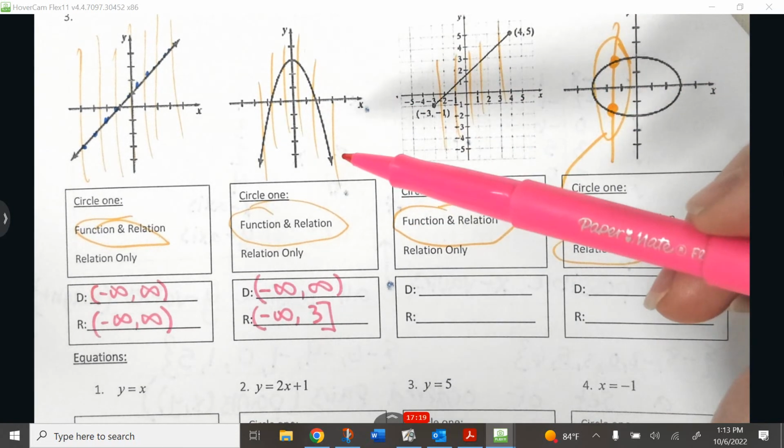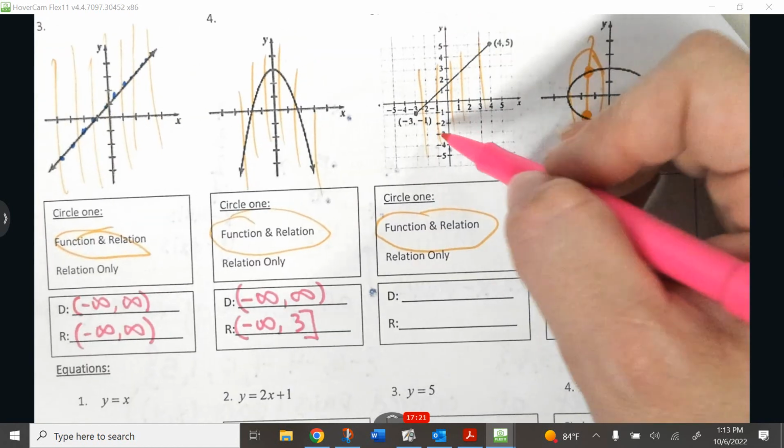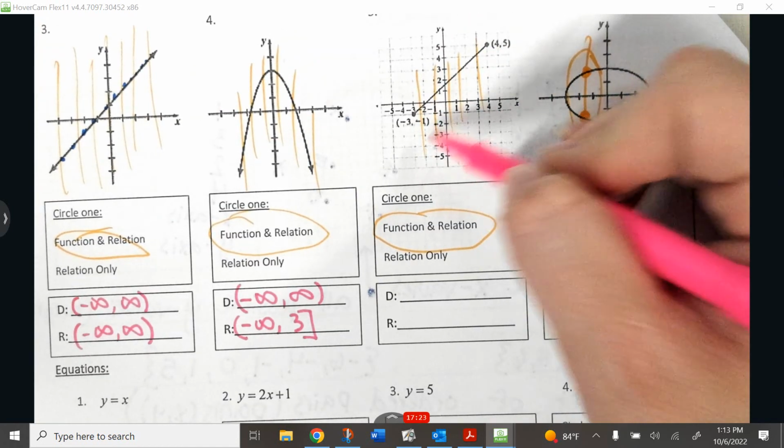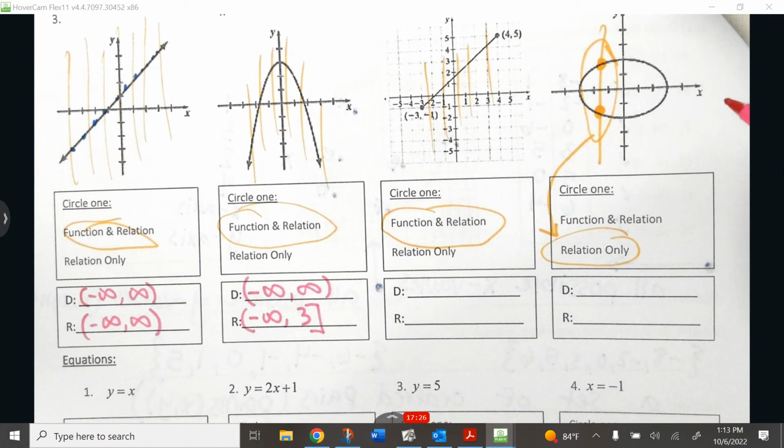And then you'll also use them if you ever have an open dot. But see how both of these are closed dots? So we don't have to worry about it. Does that make sense? Okay.